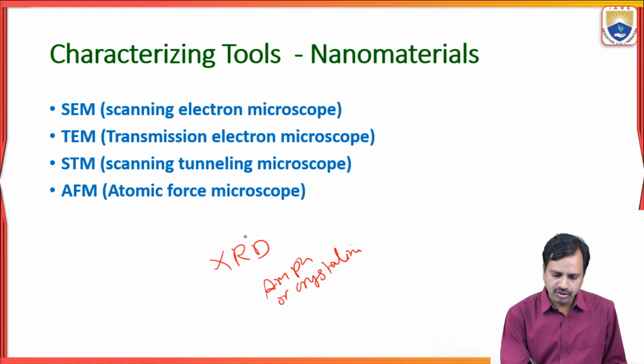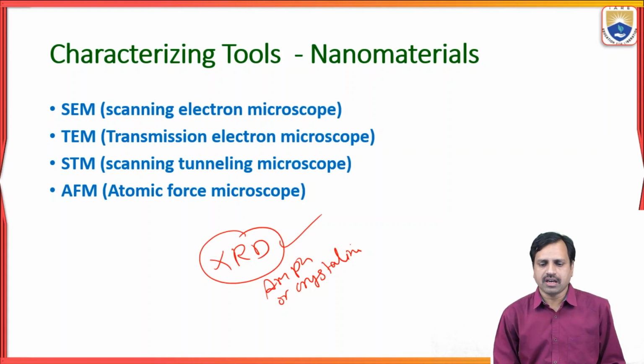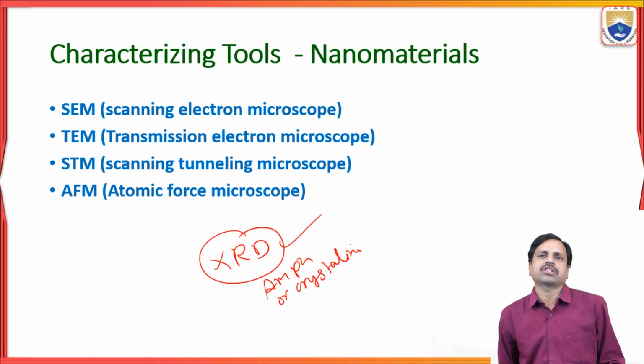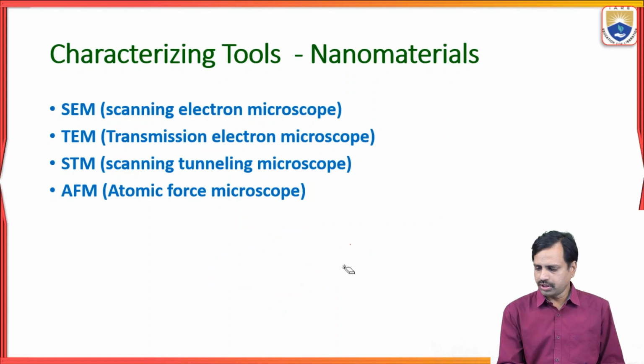Amorphous or crystalline. Most XRD is done for nanoparticles to confirm whether they are crystalline or amorphous. Most nanoparticles will always be crystalline in nature. Okay, this is a basic characterization.